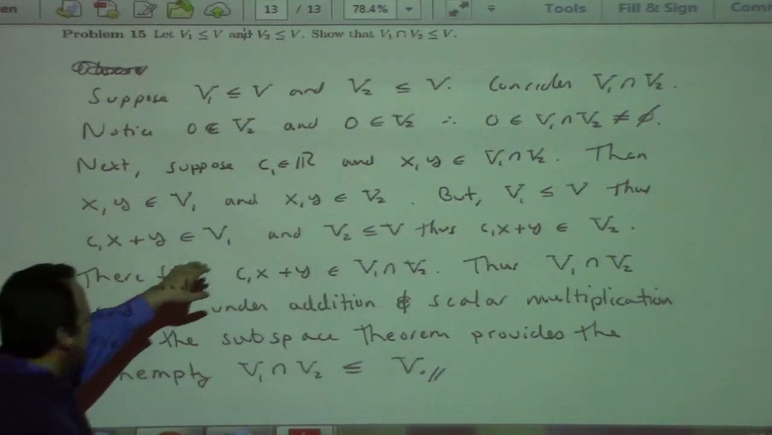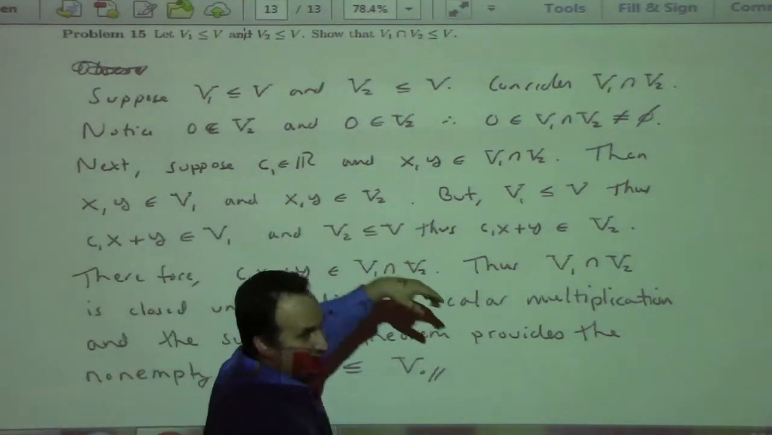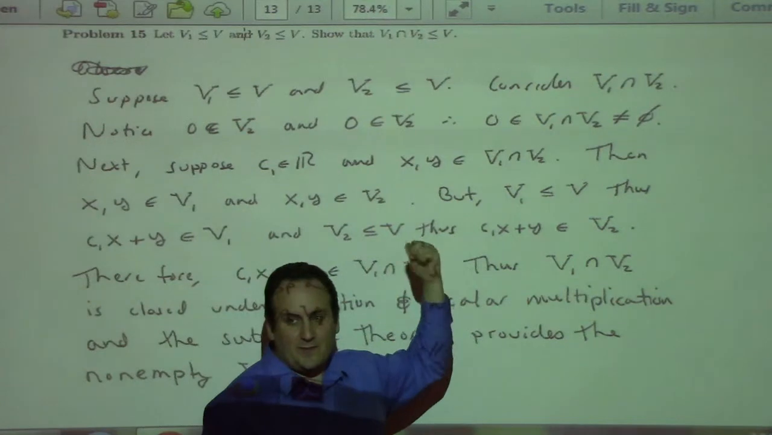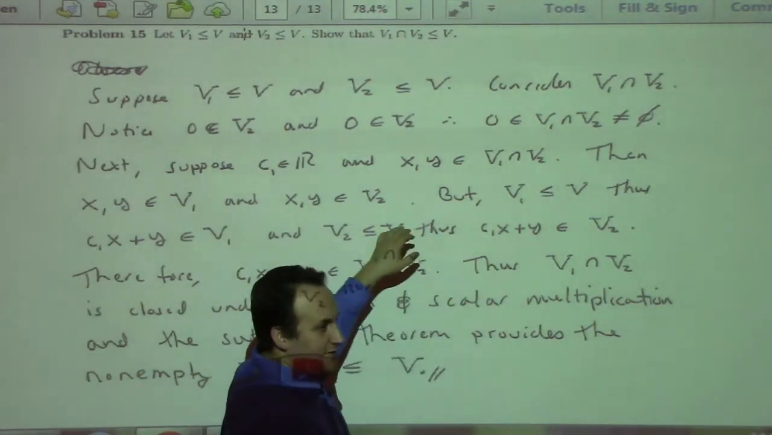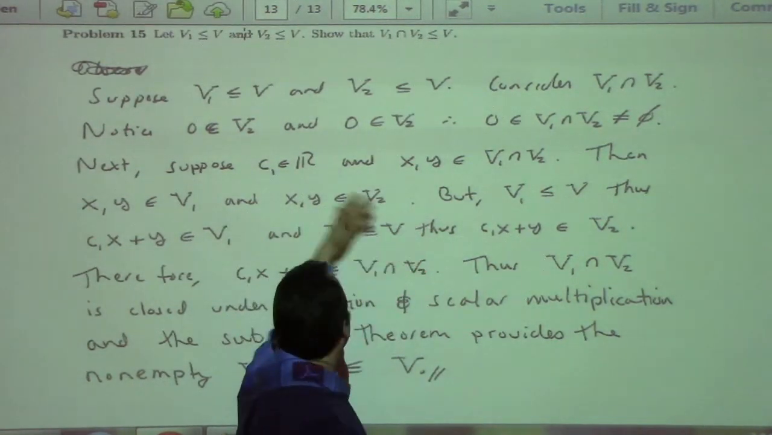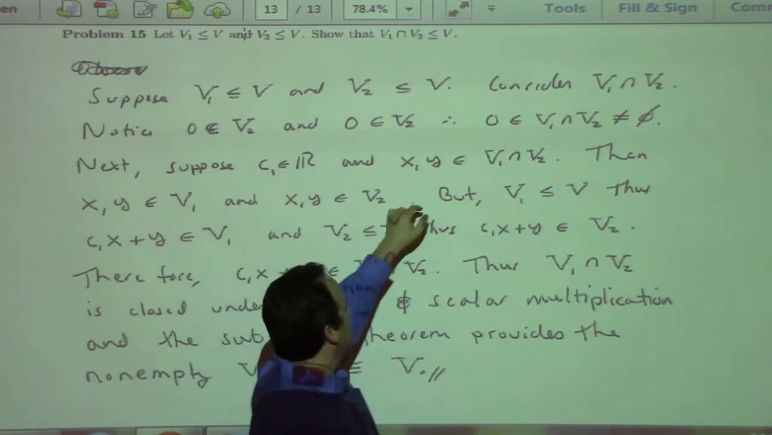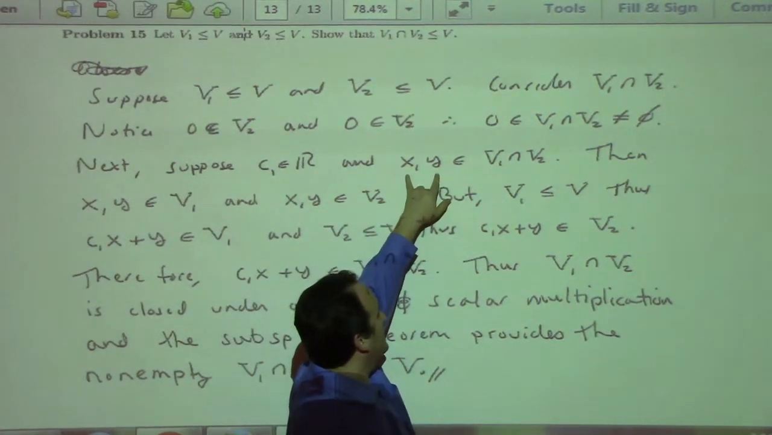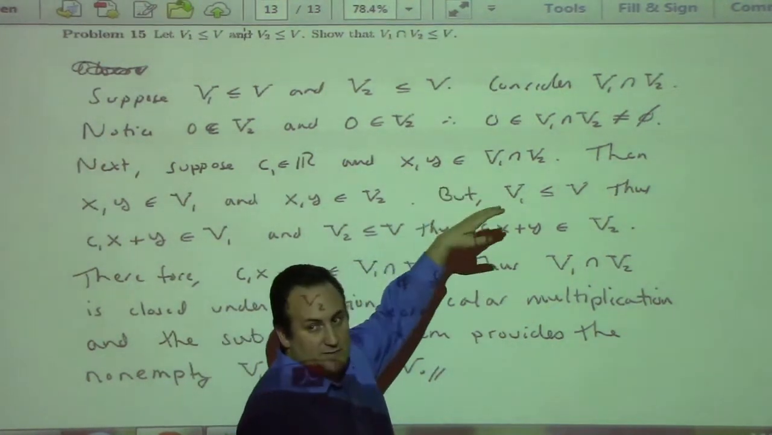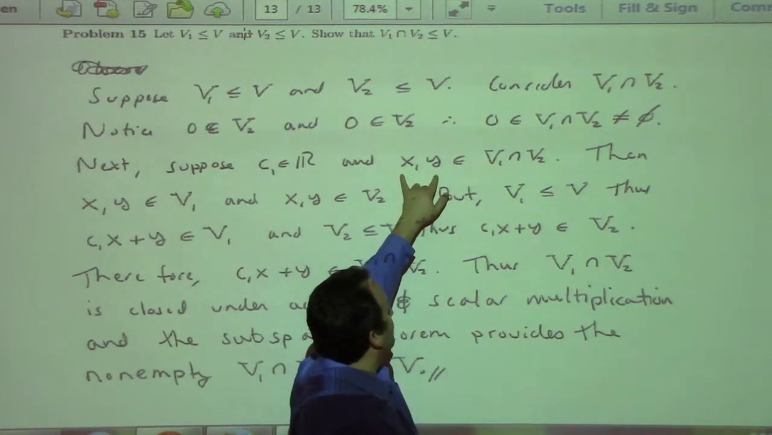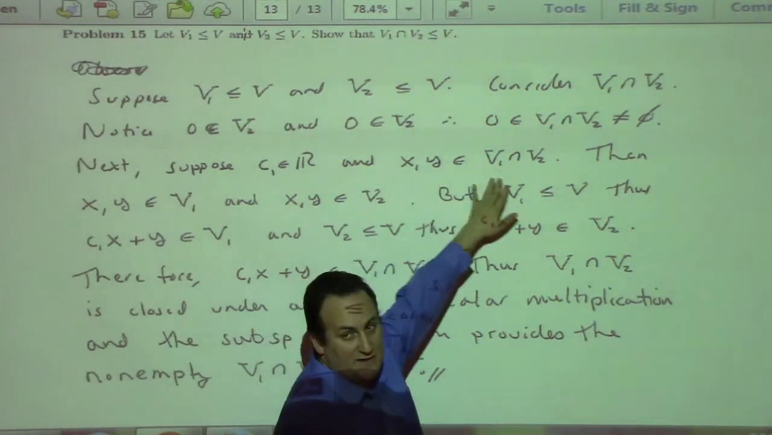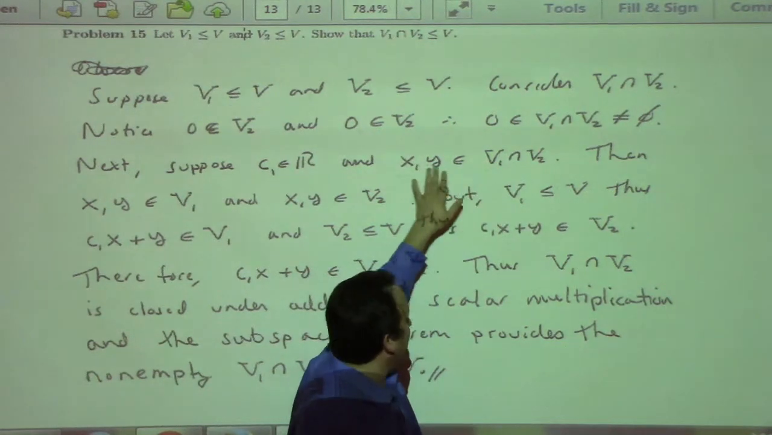Here I say C1 is a real number. I don't know why I use C1. It's because I put a 1 later somewhere and then I went back and put 1s on everything else. I could just write C. Stupid. But X and Y are elements in the intersection, so I have to pick them from there.